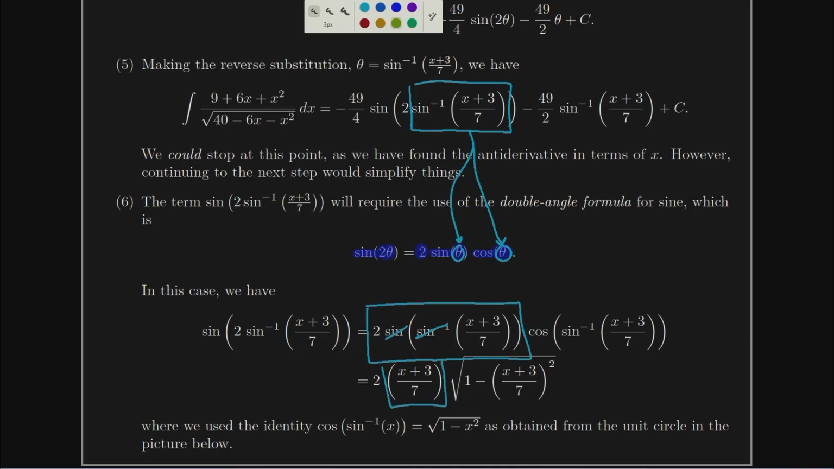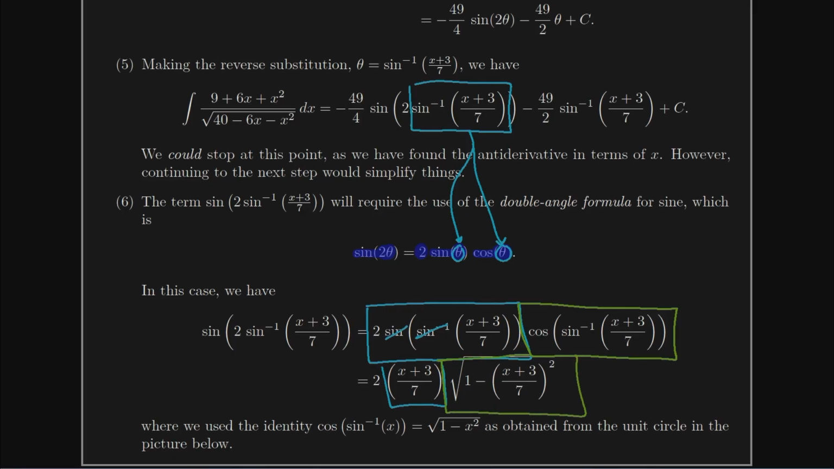A little bit trickier on the cosine side. Cosine of sine inverse, how do I compute that? Well, I've drawn it in as root of 1 minus ((x plus 3) over 7) squared. Let's talk about why really quick. Why should cosine of sine inverse of x be root 1 minus x squared?